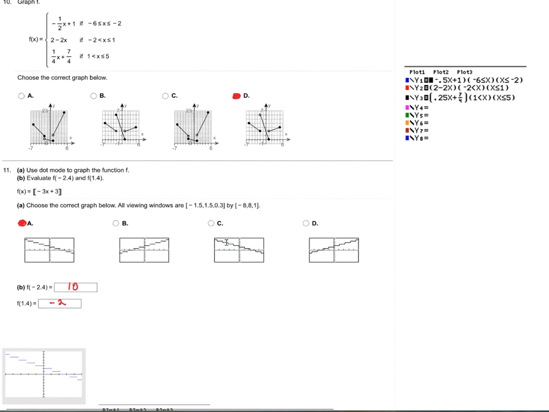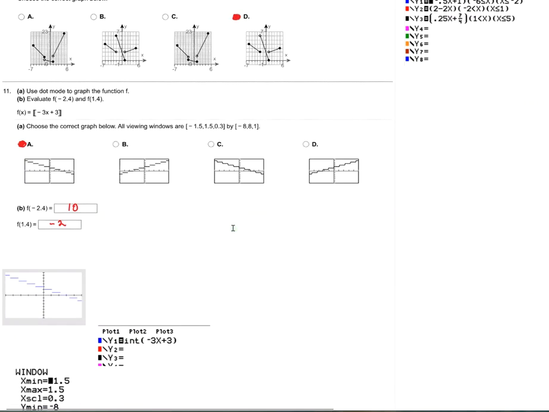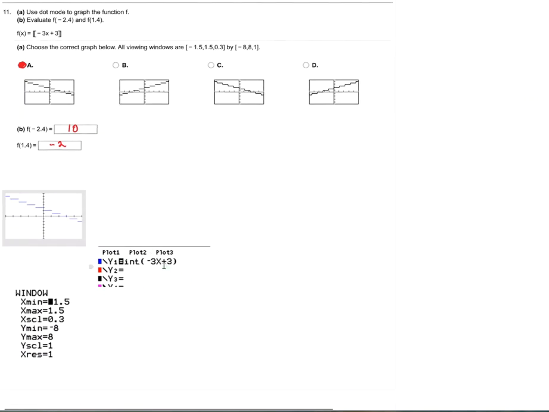All right, 11 is the step function. And so you're going to put that one in, y equals, and you'll do the int and put -3x plus 3 in there. And it tells you the window to use here. So here, I've got that. That's how to put it in. And here's the window. -5 is the x min, 1.5 is the x max, and 0.3 is the x scale. Then -8, 8, 1. So if you put those in for the window, you'll get a really good match.